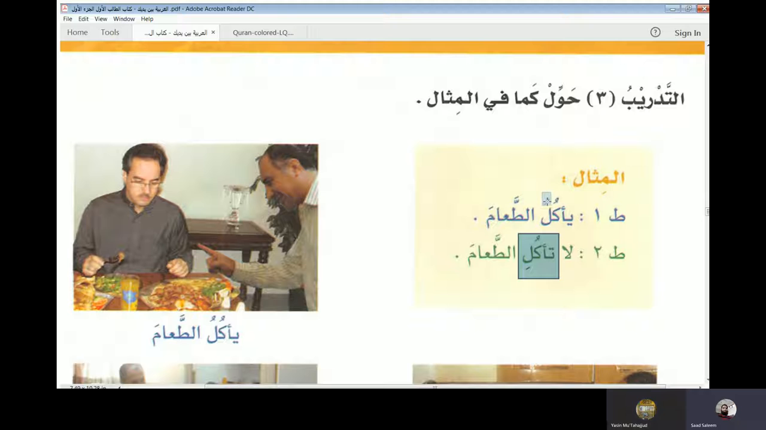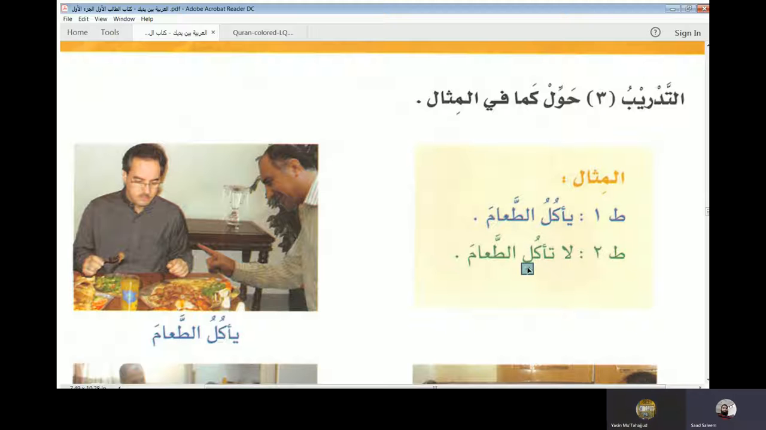In muzare we use dhamma at the end. In the amr we use sukoon at the end of the verb. But here you see we are not using sukoon, we are using kasra.